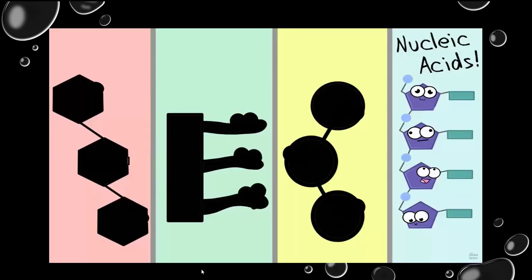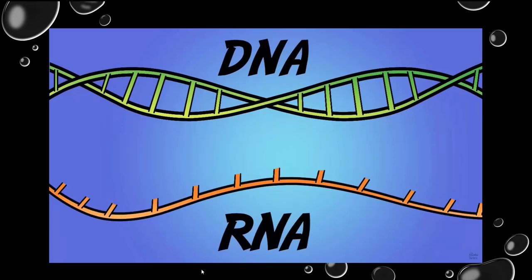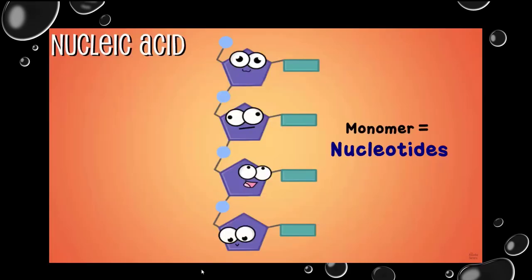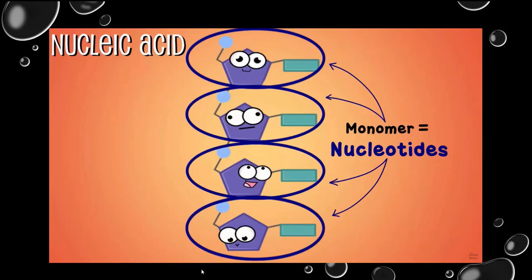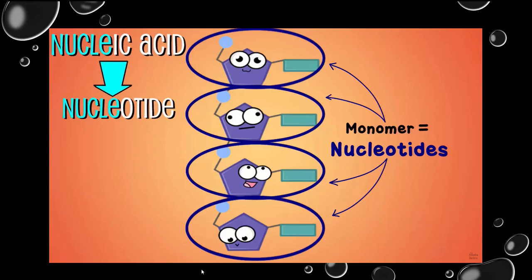The last biomolecule is known as a nucleic acid. Nucleic acids include DNA and RNA, which we'll get to when we get to genetics. They have a monomer called a nucleotide. It's going to be an easy one for you to remember because nucleotide sounds a lot like nucleic acid.